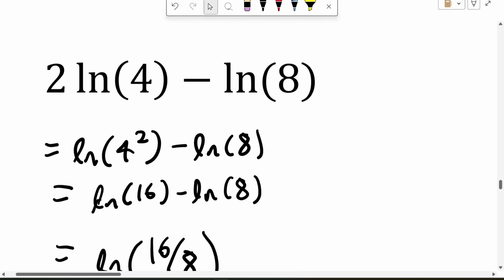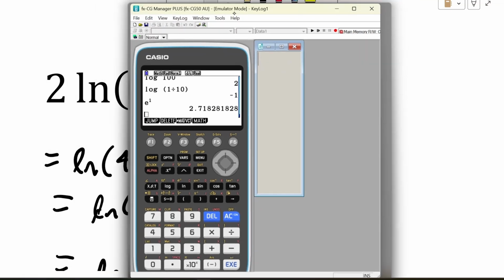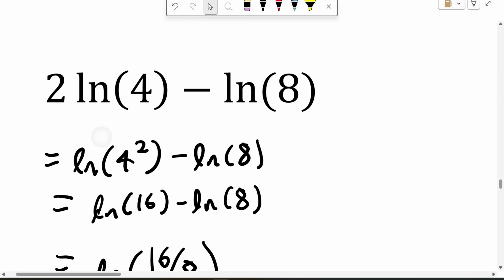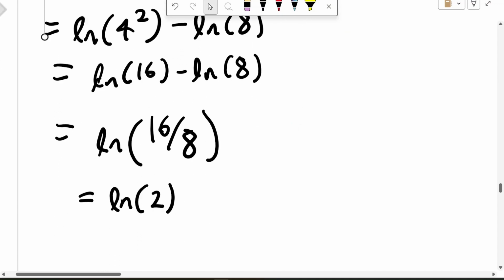Now, if you're ever not sure about simplifying logs like this, what you can actually do is just do this on your calculator. So 2 log of 4, take log of 8, and you're going to get a pretty nasty decimal number. And then if you look at log of 2, that should be the same decimal number. So we know we've done the simplification right.